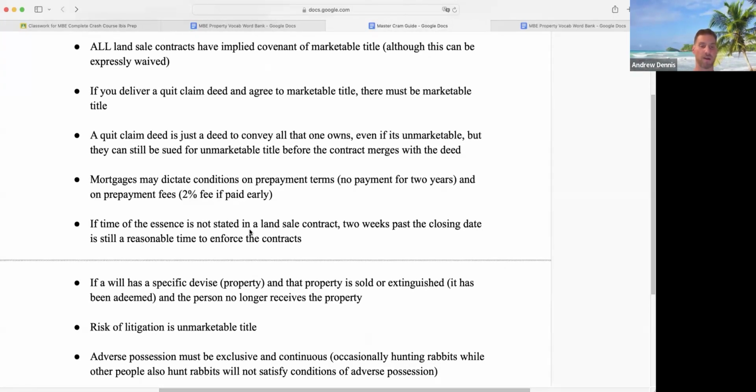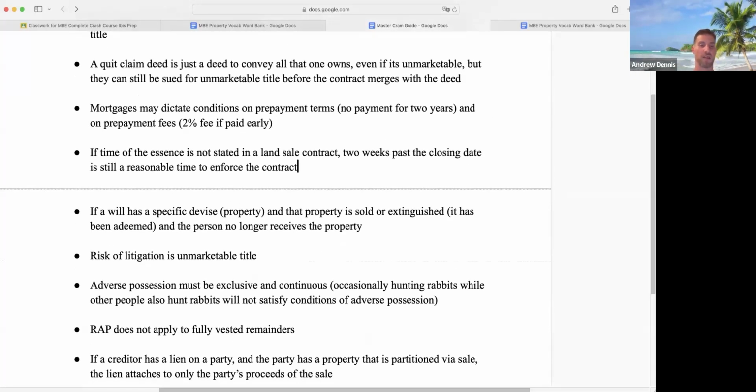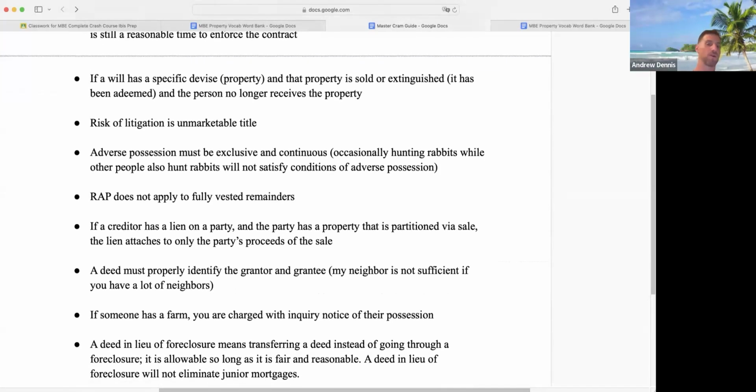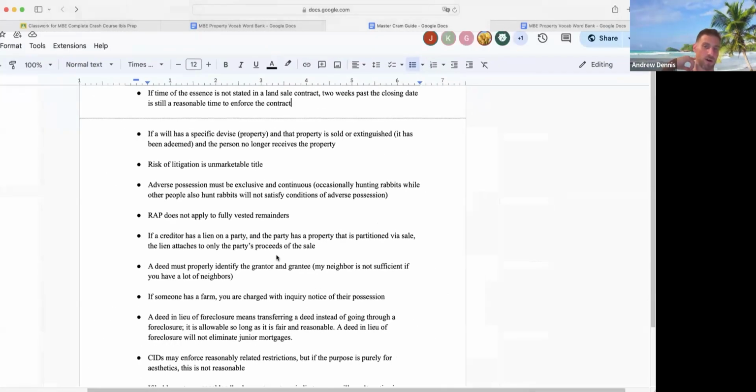If time is of the essence is not stated in the land sale contract, 2 weeks past the closing date is still a reasonable time to enforce the contract. If a will has a specific devise, like a property, and that property is sold or extinguished, it's been deemed, then the person no longer receives the property. Risk of litigation would make title unmarketable.